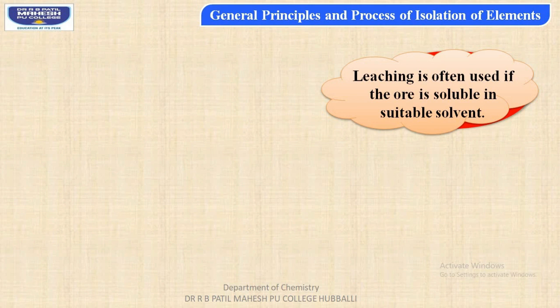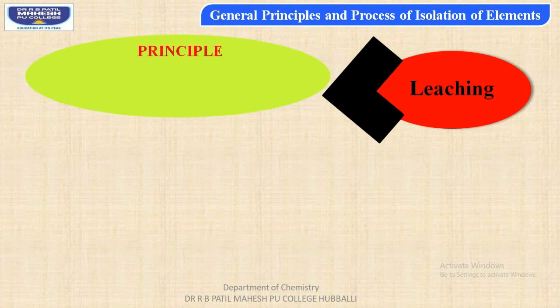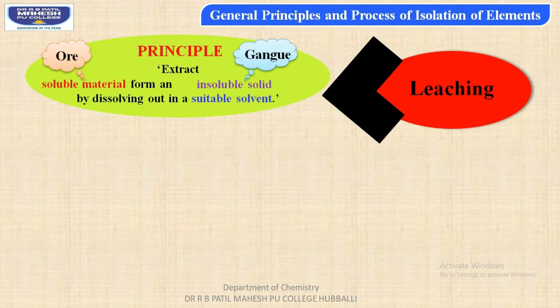Leaching, students, is very often used for the ore particles which are soluble in a suitable solvent. Let us consider the principle involved in the leaching process. Extraction of soluble material, that is ore particles, from an insoluble solid, that is gangue particles, by dissolving it in a suitable solvent. So this is the principle of the leaching process.